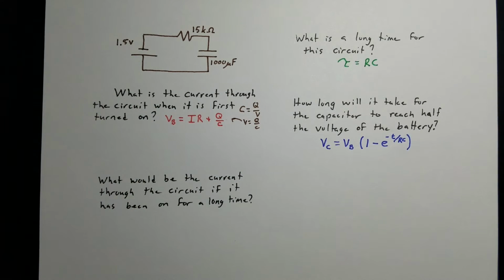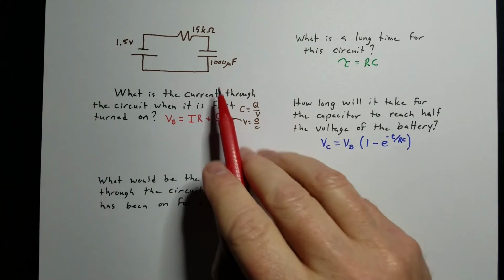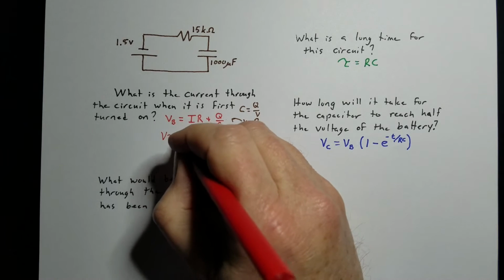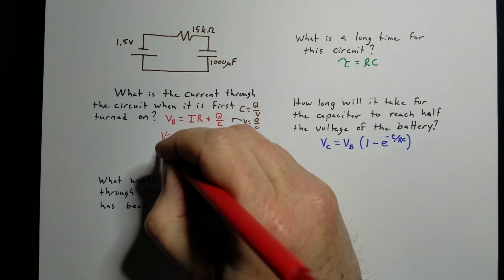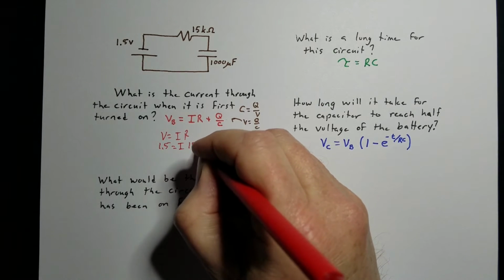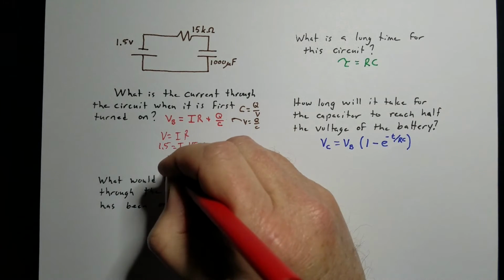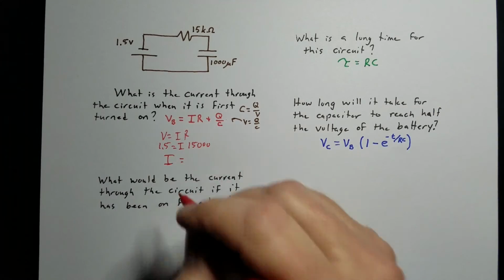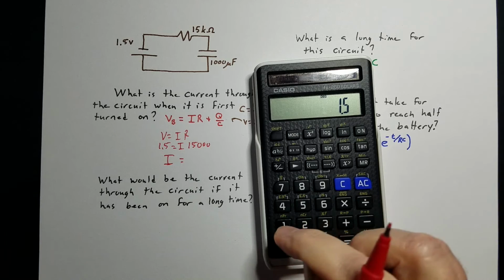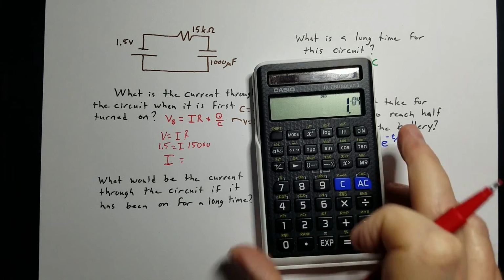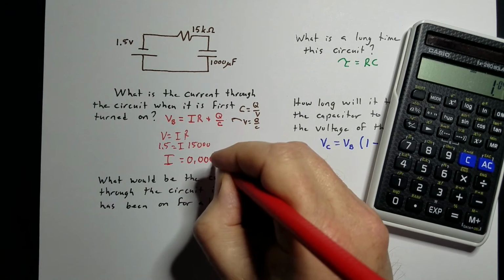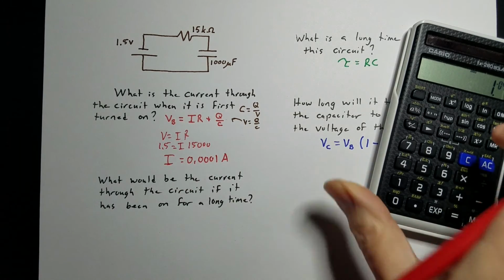So when it's first turned on, there is no charge built up on the capacitor, so this term is essentially zero. So we just have Ohm's law: V equals IR. Voltage is 1.5. Current we don't know. Resistance is 15,000 ohms. So the current, when it's first turned on, will be 1.5 divided by 15,000, which is 0.0001 amps.